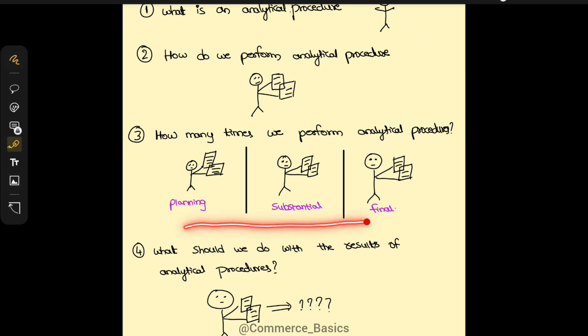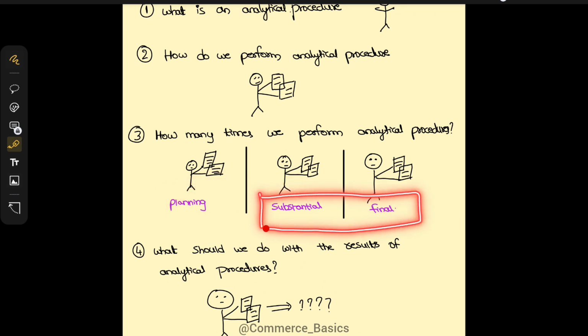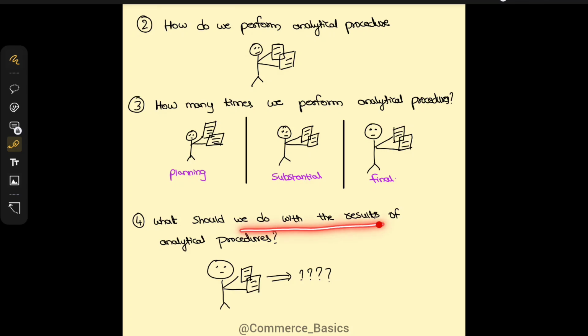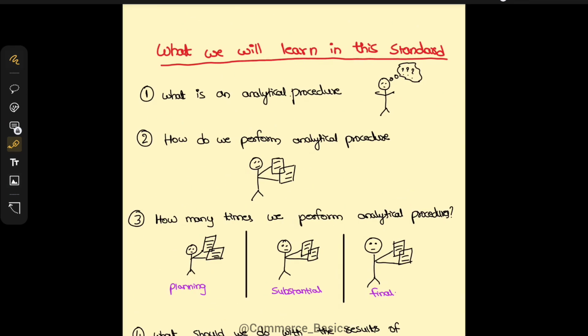So these three times we do the analytical procedures, but in this standard we are only going to deal with these two things. And finally, what should we do with the results after performing analytical procedures? That we're going to learn today. So these are our major objectives to learn in the standard.